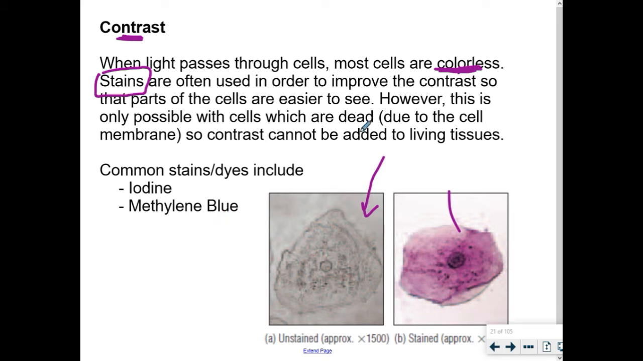But here's the most important part. It's only possible with cells which are dead. They have to be dead cells. You can't use living tissues. And the reason why is the cell membrane. So, quick aside. From grade 7, 8, whenever you learn about cells, does anyone remember what a cell membrane does? What's the point of a cell membrane?